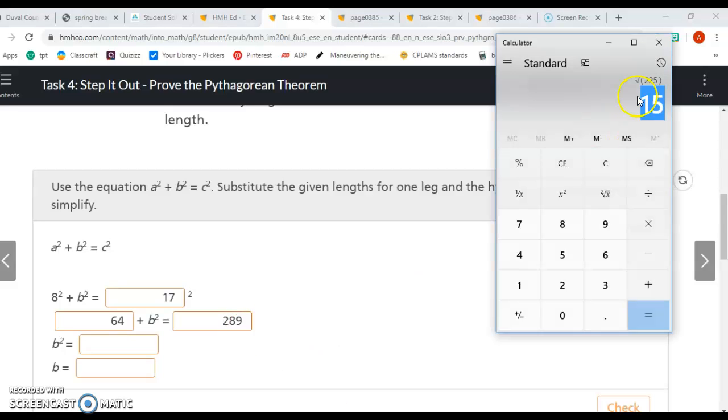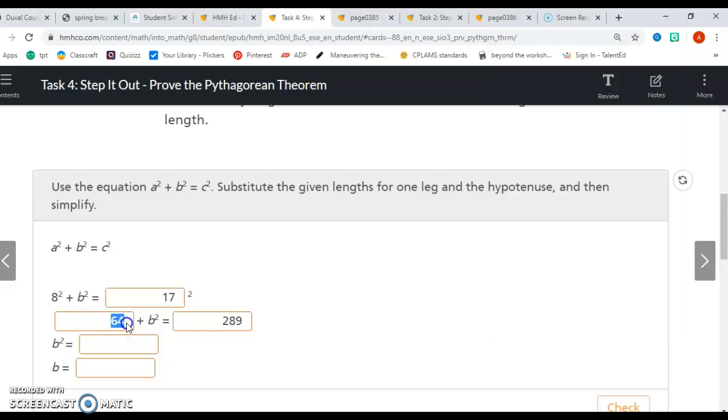For those that didn't know that, let's go to that calculator. We can do 17 times 17 to equal 289, or we can simply do 17 squared. There's my fancy dancy exponent of 2. So 17 squared, 289.